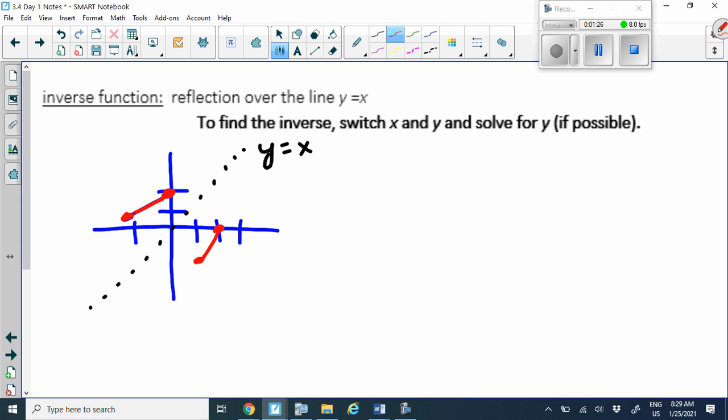Okay. So basically the idea is that the x and y values just switch. So here I had 0, 2. When I switch it, it becomes 2, 0. And here I had -1, 1. And then when I switch it, it becomes 1, -1. Okay?